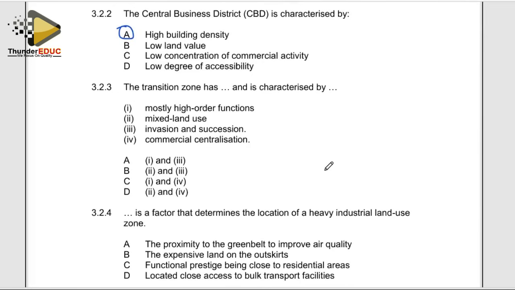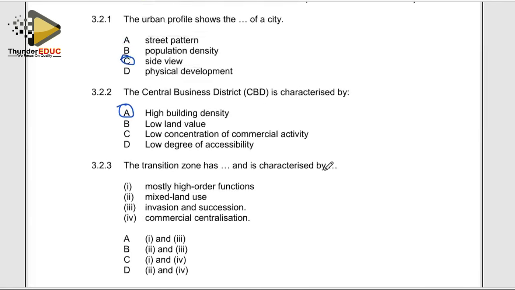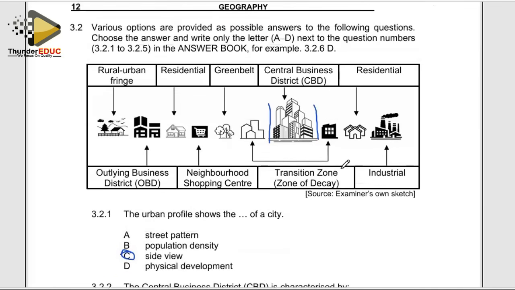The transition zone is featured by, our transition zone is not indicated here, but is indicated here, this area. The transition zone is a zone of change. As we are moving out of the CBD, you tend to find that there is a zone with some mixed functions. You cannot figure out whether it's still commercial, or it's now industrial, or it's now residential. That is the transition zone.